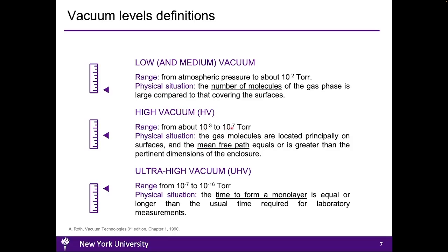In this regime, the mean free path of residual gas molecules is equal or greater than the dimensions of the enclosure. Finally, the ultra-high vacuum, or UHV, ranges from 10 to the power minus 7 torr to 10 to the power minus 16 torr. In this regime, the time to form a monolayer is equal to or greater than the usual time required for laboratory measurements.